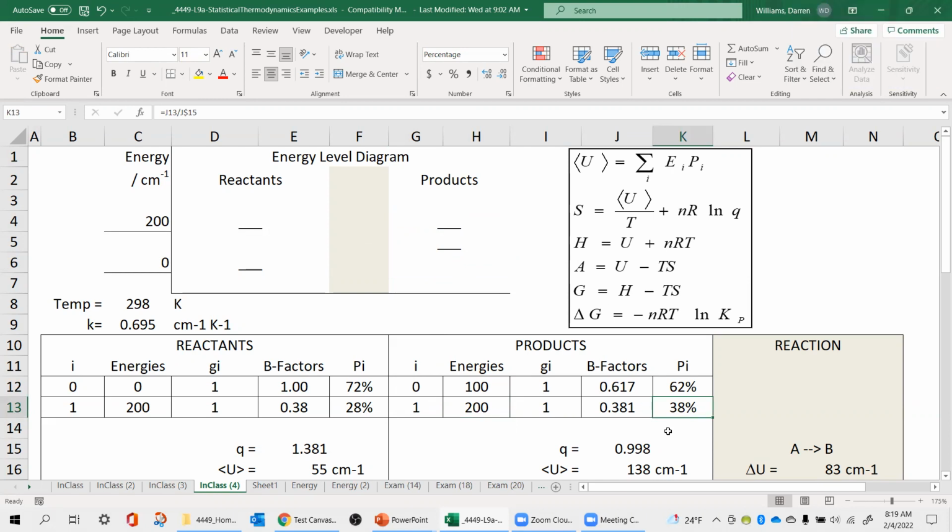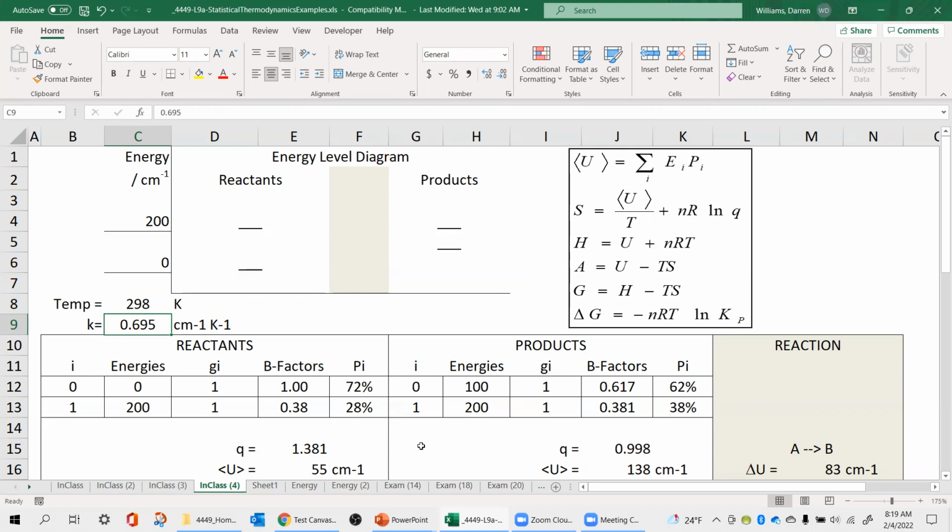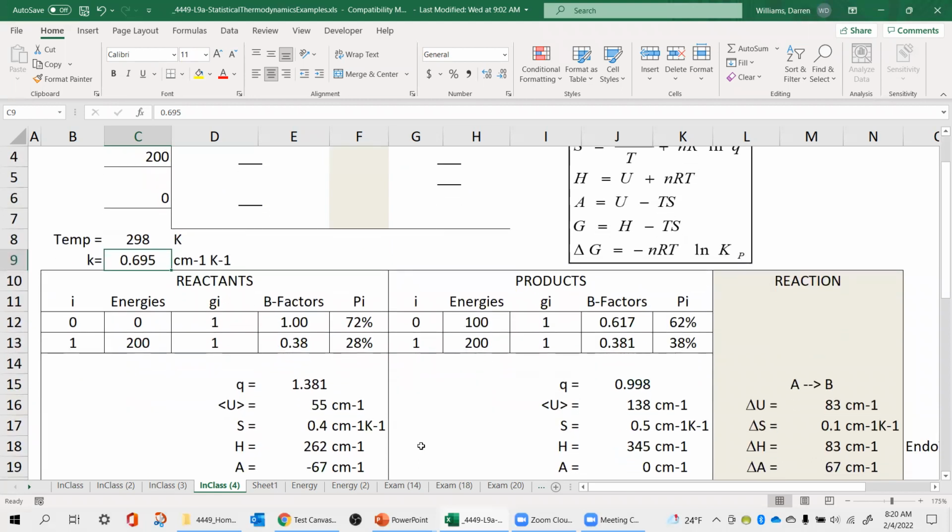Okay, and that's that. I got that part. There's our Boltzmann factor. I mean, that's our partition function. So this is essentially checking the work on the homework. So I have room temperature. I'm using this version of K, which is Boltzmann's constant divided by the speed of light in centimeters per second and by Planck's constant. Yeah, it's the reactant I got right. And in fact, my answers for the products were good until I got down to the probability.